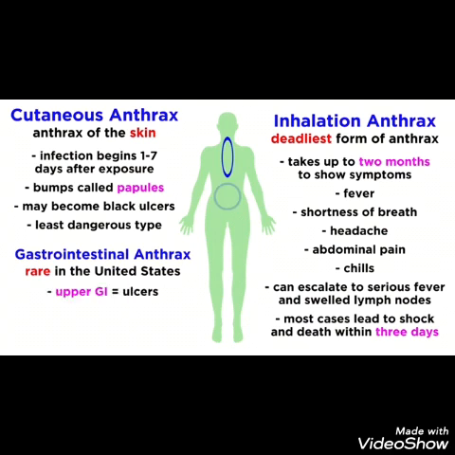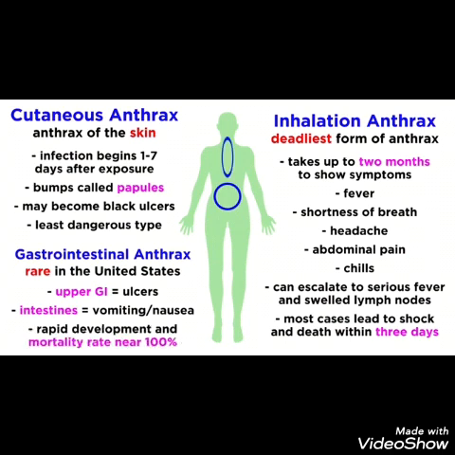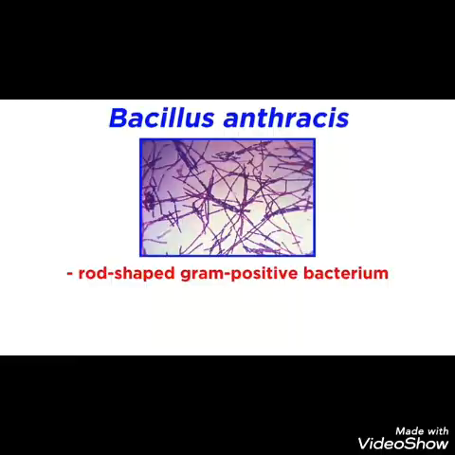Third one is gastrointestinal anthrax. This is rare in the United States. An infection in the upper GI results in ulcer formation. In the intestine, when infection occurs, it produces vomiting, nausea, discomfort, abdominal pain, and rapid, quick development happens. The mortality rate is near 100%, which is very high.